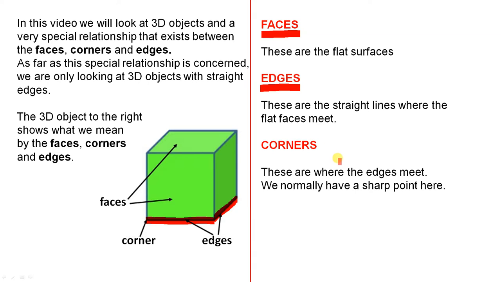The corners, these are where the edges meet. We normally have a sharp point here. Okay, so there's a corner there. See that? That sharp section there? There's another corner. There's another corner, and there are plenty of others. Let's move on now and see what the special relationship is between these three parts of 3D objects.